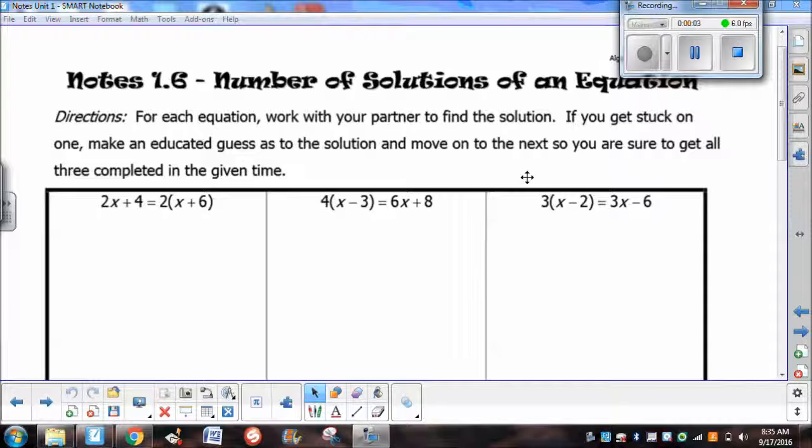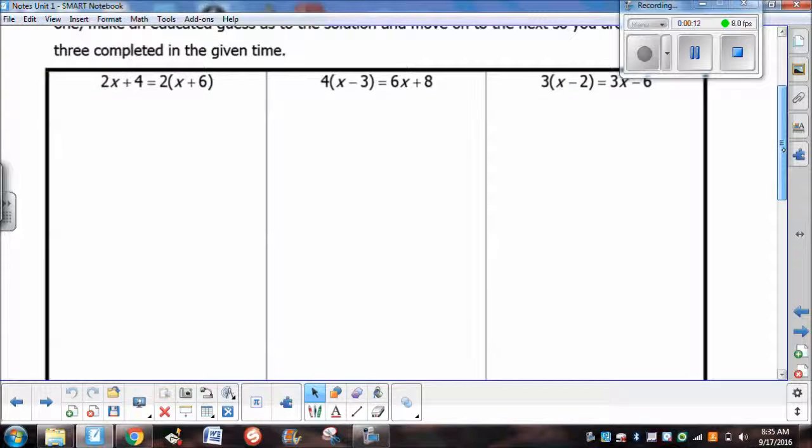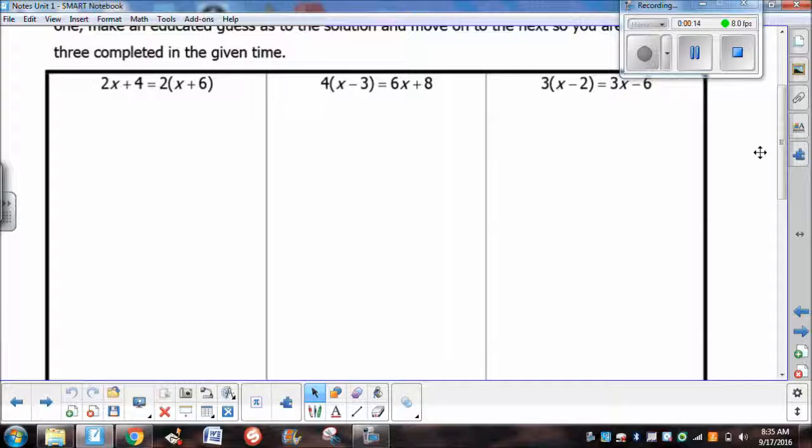Number of solutions of an equation. We're going to take these three equations that we have in front of us here, and we're going to solve each one of them. And two of them are special cases. And you'll see what happens as to why we consider them special case equations.